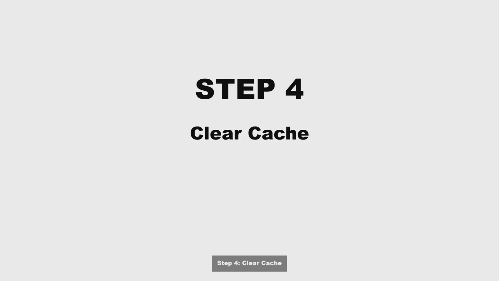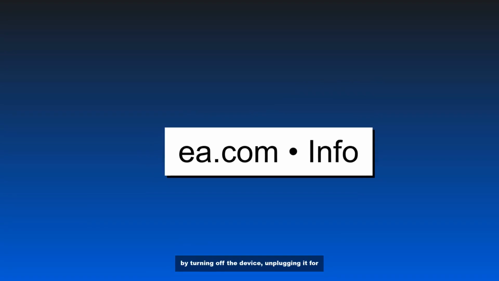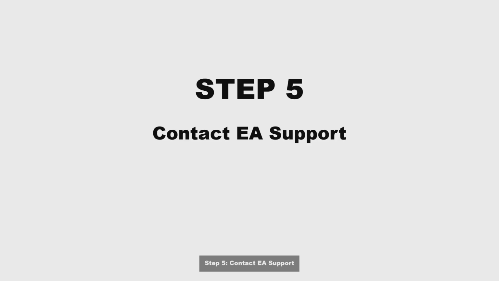Step 4. Clear your cache. If you are playing on a console or PC, clearing the cache can help resolve login issues. For consoles, you can usually do this by turning off the device, unplugging it for a few minutes, and then restarting it. Step 5. Contact EA support.